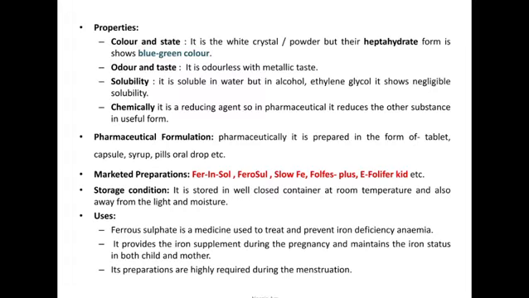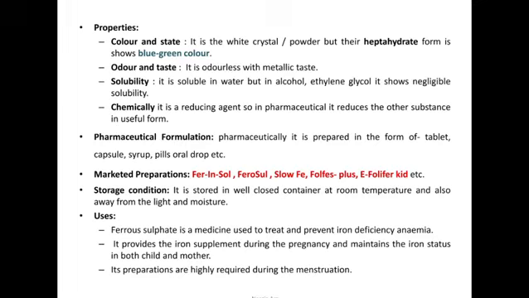Next, properties. Firstly, color and state. It is a white crystal or powder, but its heptahydrate form shows a blue to green color. Next, odor and taste. It is odorless with a metallic taste. And next, solubility. It is soluble in water but in alcohol and ethylene glycol it shows negligible solubility. Chemically, it is a reducing agent. So, in pharmaceuticals, it reduces other substances into useful forms.